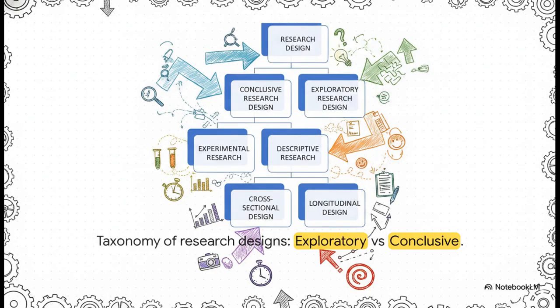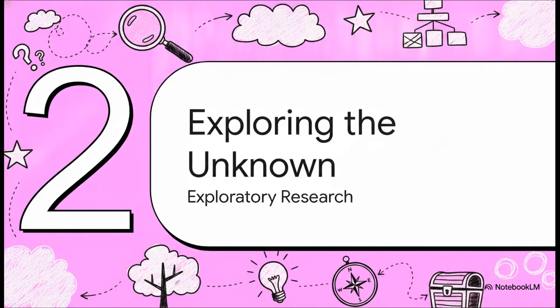And this brilliantly illustrates the entire roadmap of research designs. You see, the overarching research design splits into two main branches: exploratory and conclusive. From there, conclusive branches further into experimental and descriptive, which itself gives us cross-sectional and longitudinal options. It's like a giant puzzle, so keep this family tree in mind as we navigate these paths today. Let's transition into the first major branch of our taxonomy, Section 2, exploring the unknown.